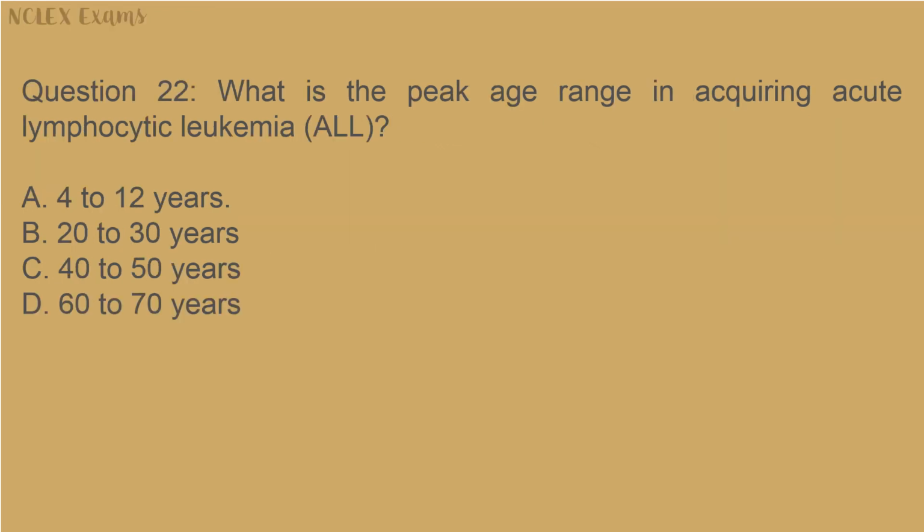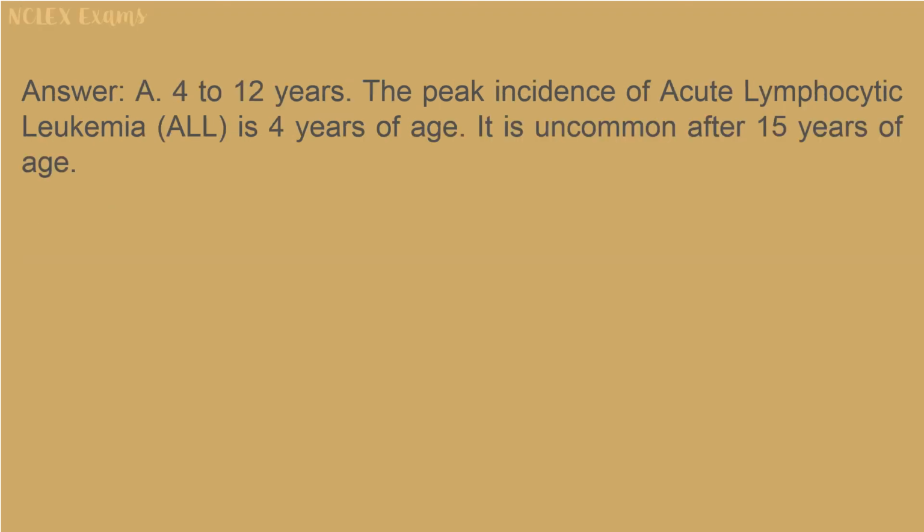Question 22. What is the peak age range in acquiring acute lymphocytic leukemia? A. 4 to 12 years. B. 20 to 30 years. C. 40 to 50 years. D. 60 to 70 years. Answer: A. 4 to 12 years. The peak incidence of acute lymphocytic leukemia is 4 years of age. It is uncommon after 15 years of age.